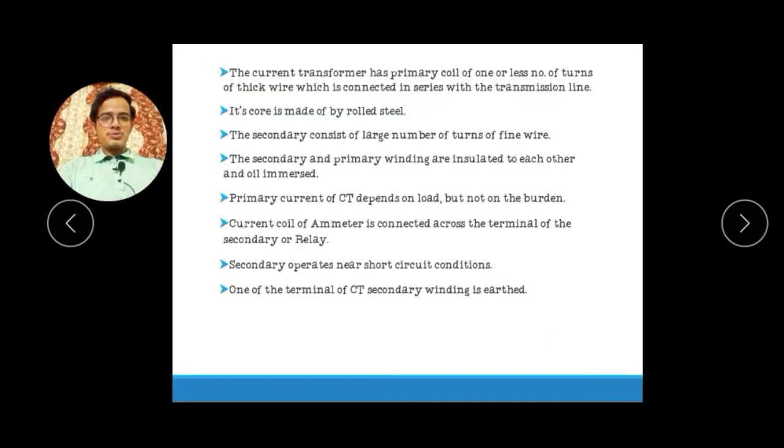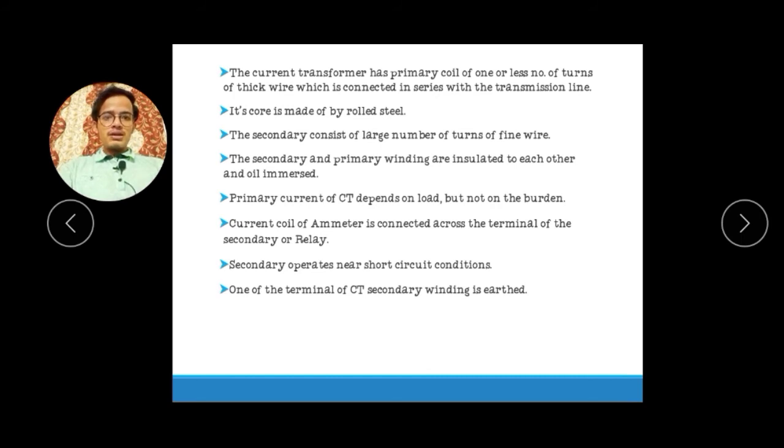The current transformer has a primary coil of a small number of turns, as we have discussed, and of thick wire, which is connected in series with the transmission line. Its core is made up of rolled steel and the secondary contains a large number of turns. That means the step up transformer. Secondary and primary are insulated from each other and oil immersed.